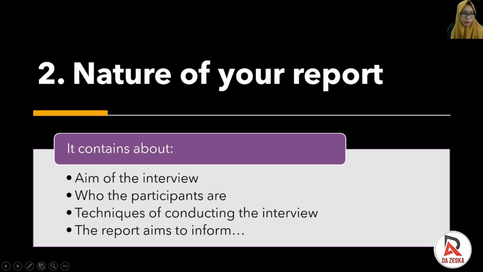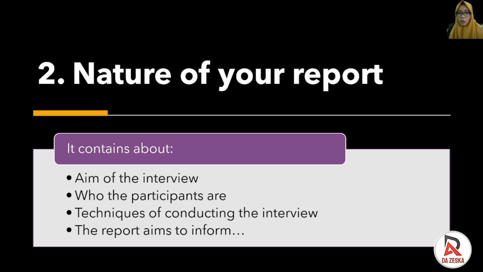the last sub point that I have for the nature of your report is the aim of the report itself. Do not be confused, okay? Because I have two uses of the word aim. The first sub point here is the aim of the interview, and the last is the report aims to inform. Actually, the report aims and the aim of the interview are different. The difference is clear.